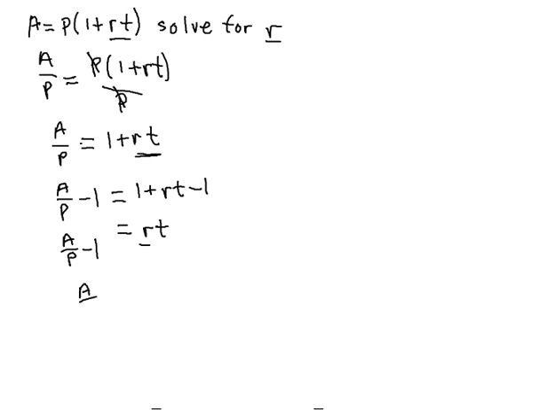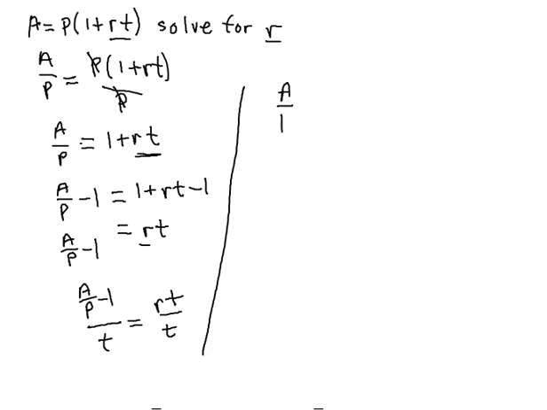So A over P minus 1, that's all over t, is equal to RT over t. So going back up over here, simplifying that as much as we can, A over P minus 1 over t is equal to, well, what's left on the right side, the t's go away, so we just have r. Now we have solved for r.